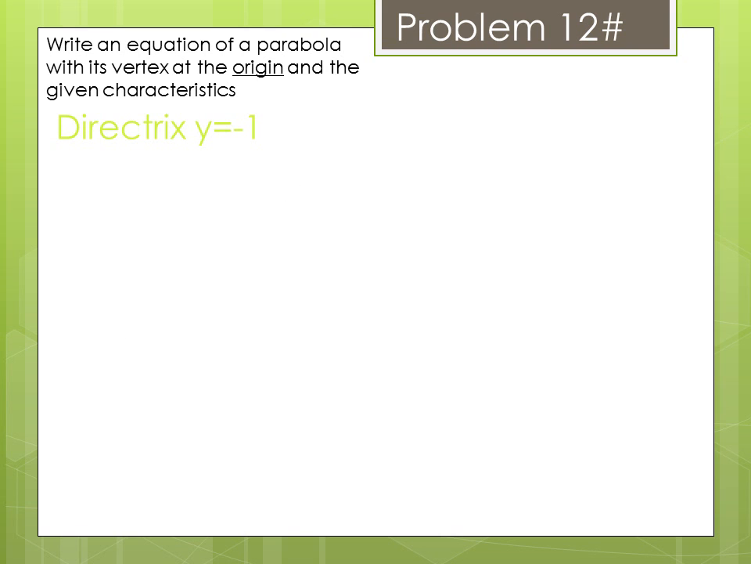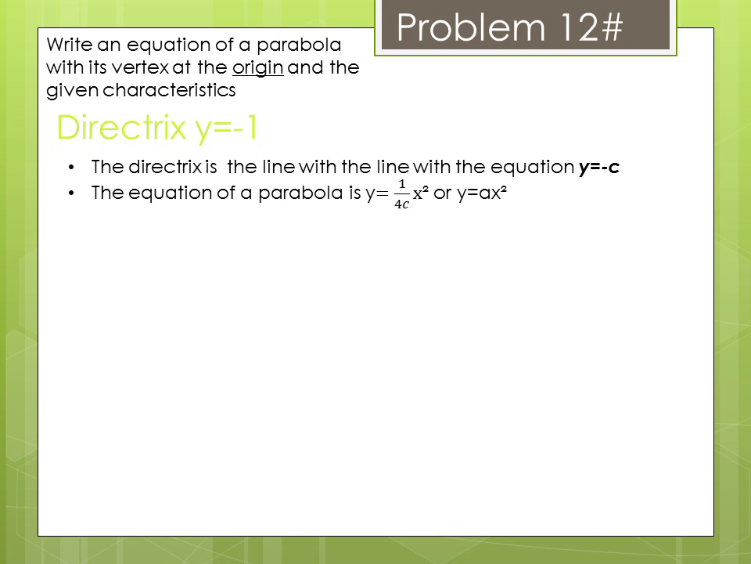Same thing. The directrix this time is at y is equal to negative 1. And all you do is flip it, so the directrix of this equation is at y is equal to negative c. Here's the equation of your parabola, and you know that y is equal to negative c. Y is also equal to negative 1, and negative c is equal to negative 1. So 1 is equal to c. You plug that into the equation for your parabola, and you ought to get y is equal to x squared over 4 when you simplify.